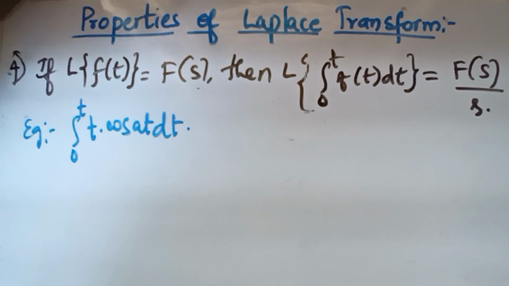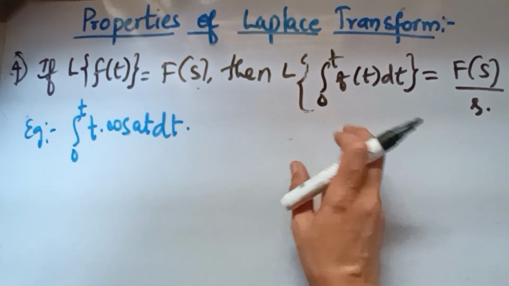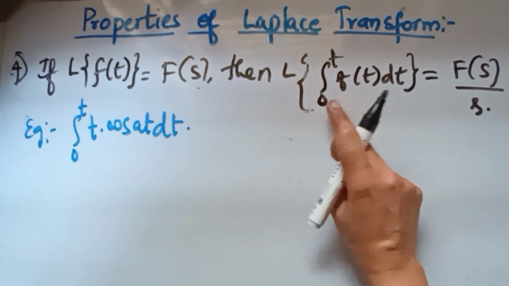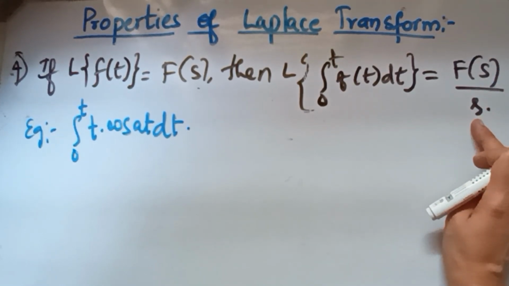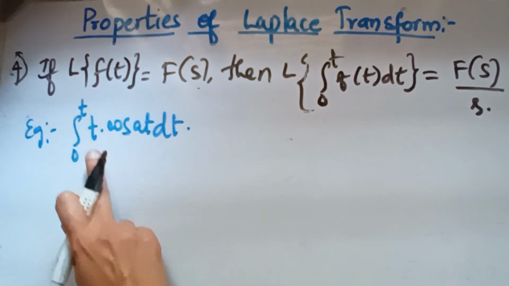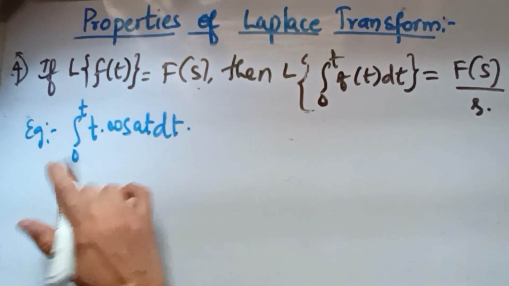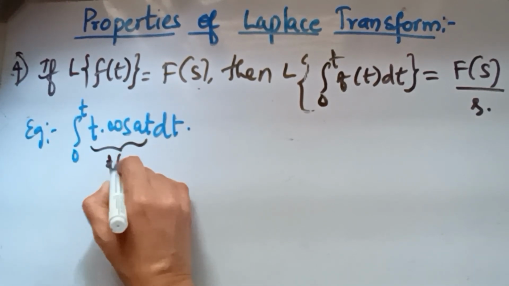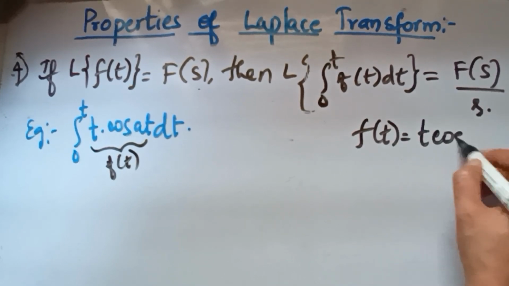See the next property. If the Laplace transform of f of t is F of s, then the Laplace transform of this definite integral from 0 to t of f of t dt is given by F of s divided by s. See the example here: integral from 0 to t of t cos at dt. So you have to find the Laplace transform of this integral. So this is your function f of t. So f of t equals t into cos at.